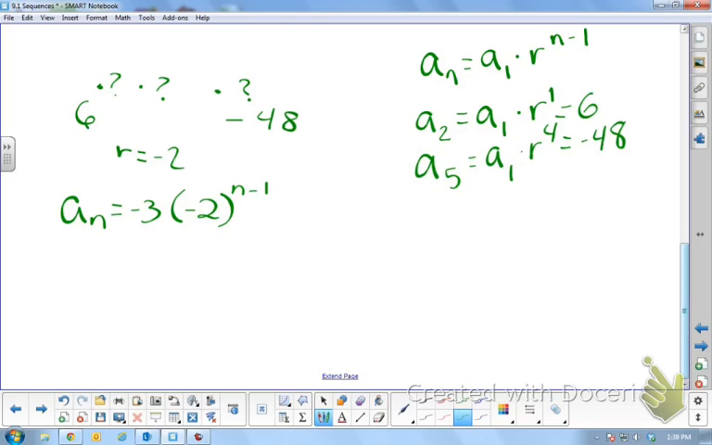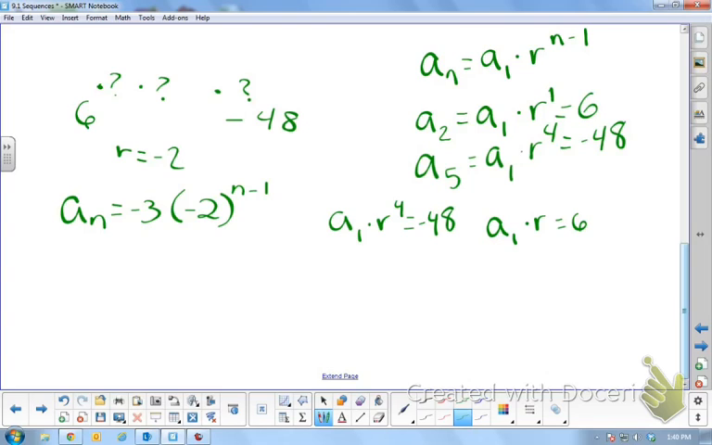So that's one way. We can use some logical thinking to find it. But we can also use some algebraic thinking and do this setup. If I know a sub 1 times r equals 6, and a sub 1 times r to the 4th equals negative 48, I have two equations and two variables. How do I solve something like that? Substitution. This is a system of equations. So this is a second option.